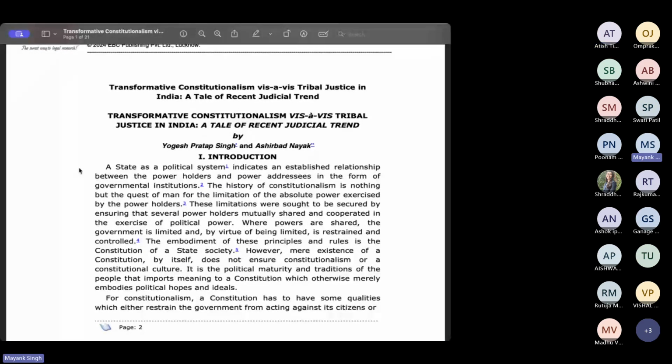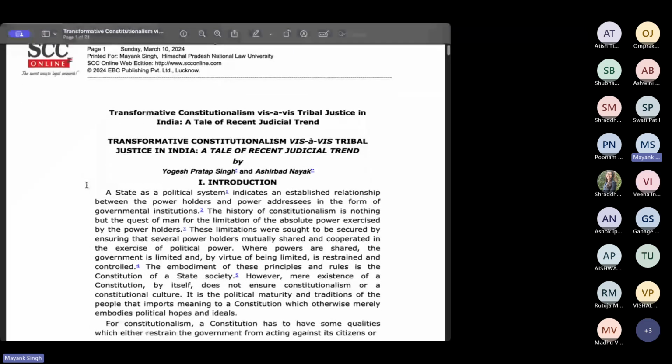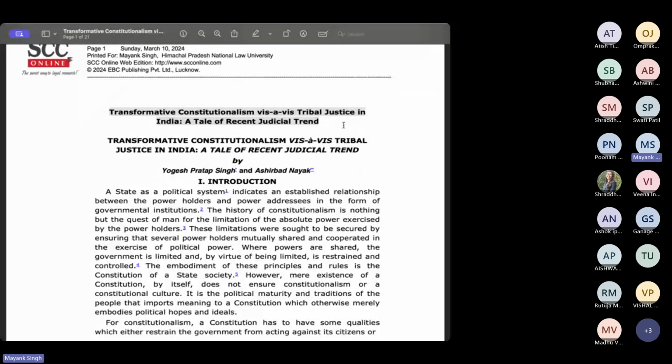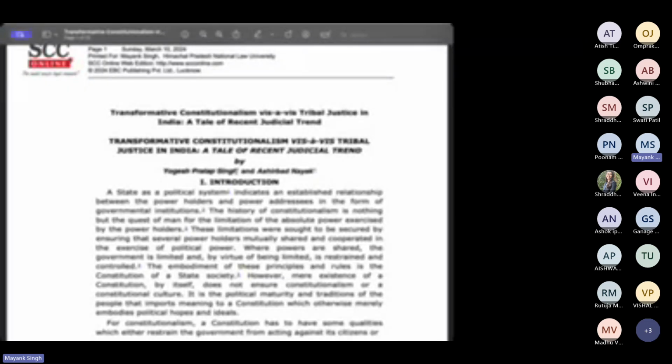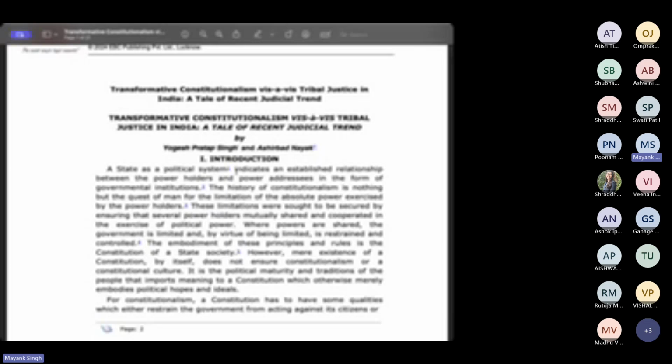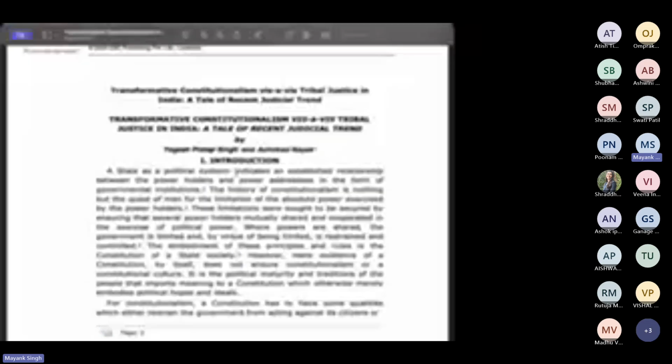Okay. So this is the paper title. I have downloaded it from SCC Online: Transformative Constitutionalism vis-a-vis Tribal Justice in India, a Tale of Recent Judicial Trend. This is the paper of my mentor, Professor Yogesh Pratap Singh. He is currently the Vice Chancellor of National Law University, Tripura. This paper is not in the format which I have just told you, because nowadays most people don't follow the format.